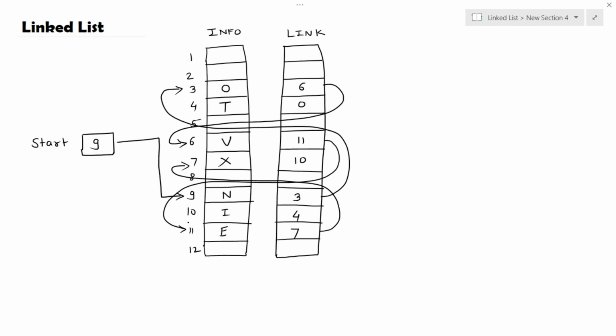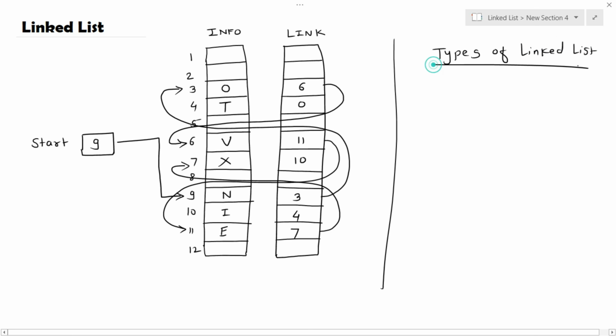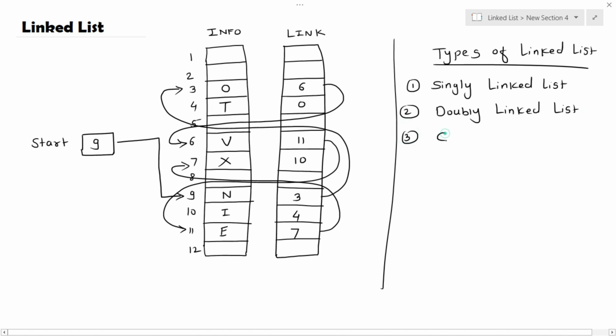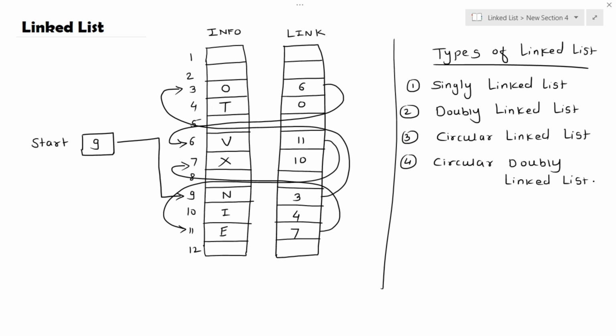Now there are some types of linked list which are also very important. There are 4 types of linked list. The first one is the singly linked list, or we can also call it a single linked list. The second one is the doubly linked list. The third one is the circular linked list, or we can also call it a circular singly linked list. And the fourth one is the circular doubly linked list.